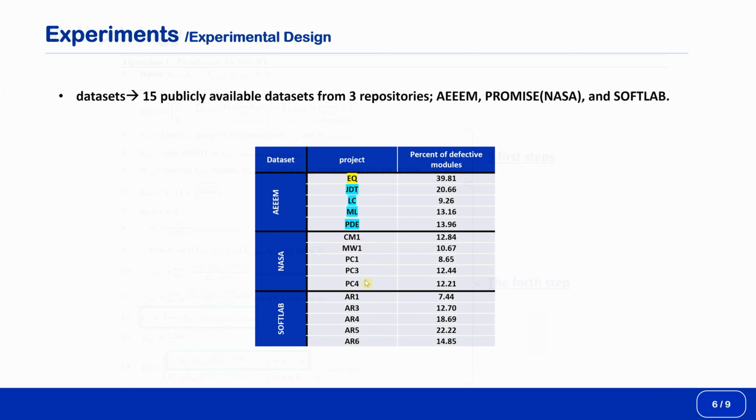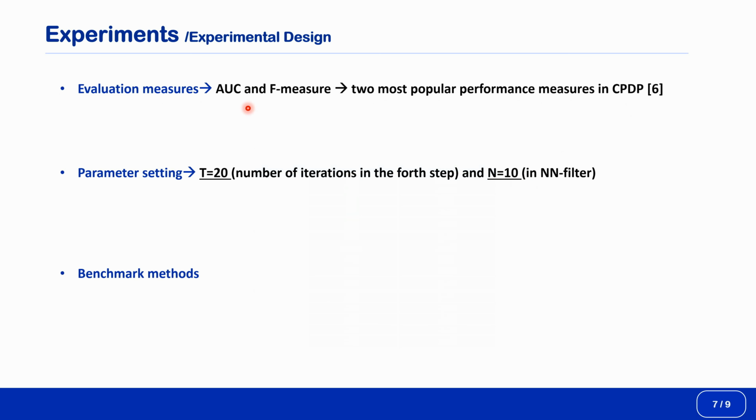step model. We used 15 publicly available datasets from 3 repositories, which are from 3 different companies: ICCKE, Promise or NASA, and SoftLab. In our experiments, we chose one project as test data and the others in the same company were used as the source data. We repeated the experiments 20 times and reported the mean results. AUC and F-measure are used as evaluation measures. These two are the most popular performance measures in CPDP studies.